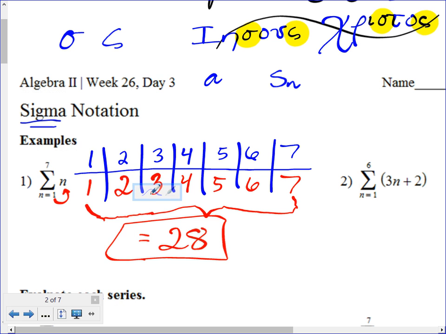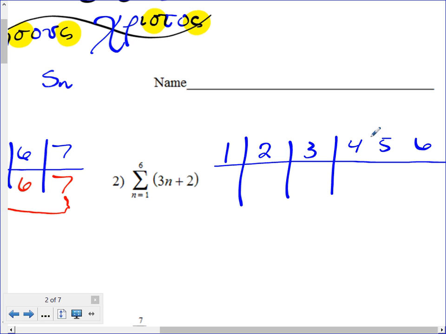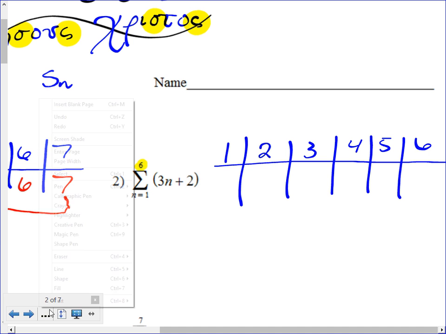Look at number 2. The sum from the first to the 6th term of 3n plus 2 equals, well, let's figure it out. We got the first, second, third, fourth, fifth, 6 terms. We got 6 terms this time, not 7. Why 6 terms? This number at the top tells me which term to stop at. This one tells me which one to start at.